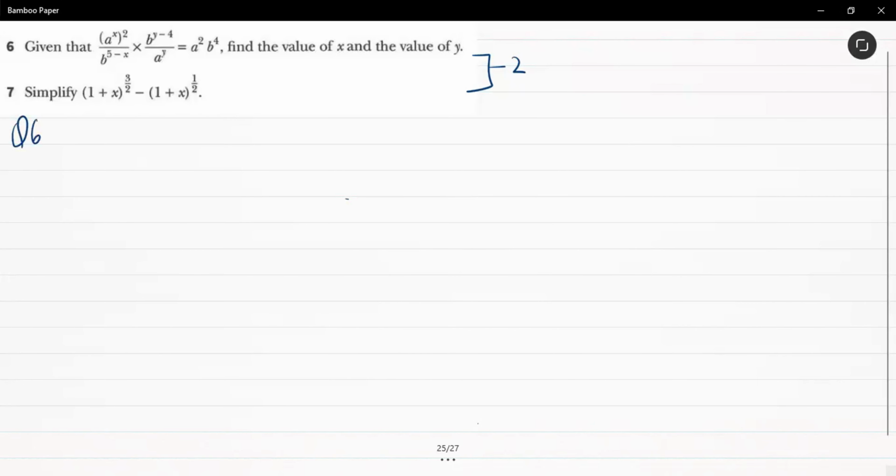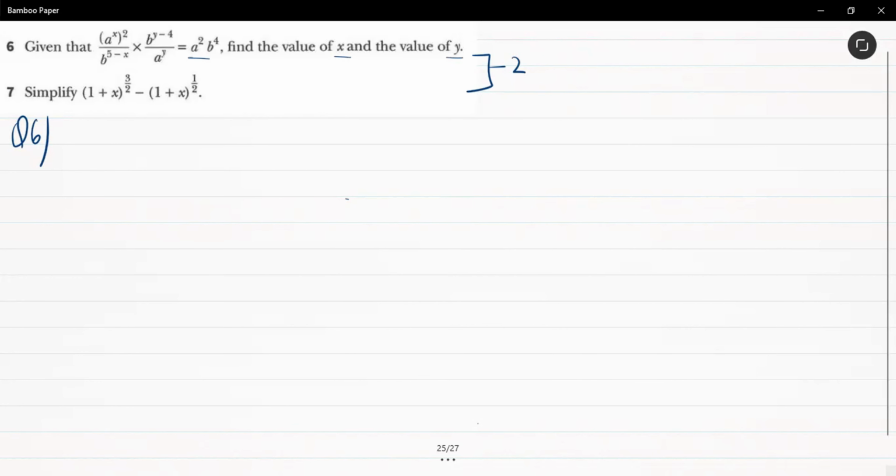So for question number 6, we have been given the question: a to the power x whole squared divided by b to the power 5 minus x, multiplied by b to the power y minus 4 divided by a to the power y, is equal to a squared b to the power 4. Find the value of x and the value of y.